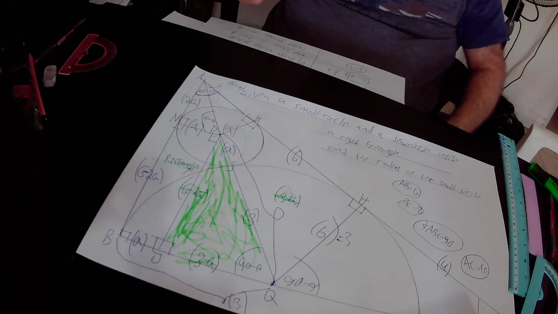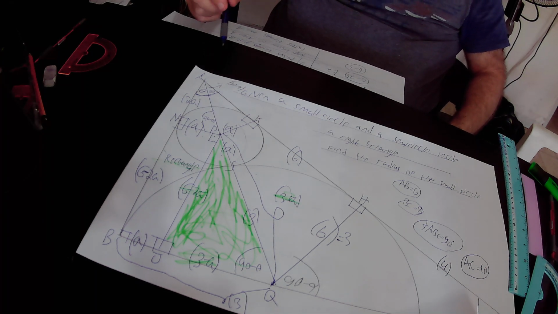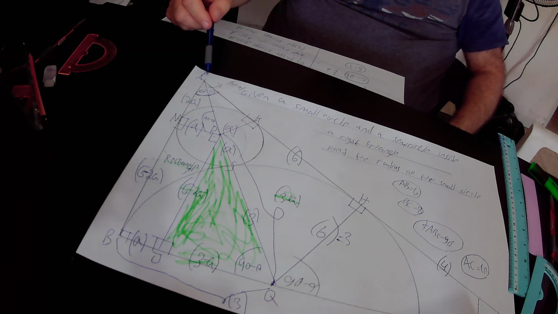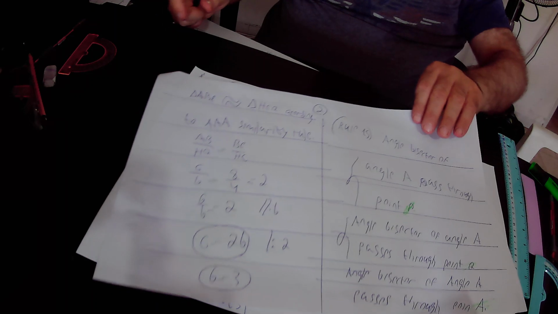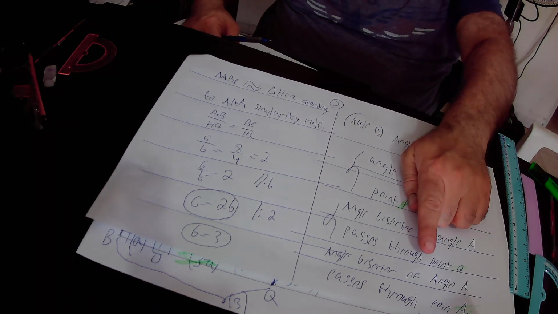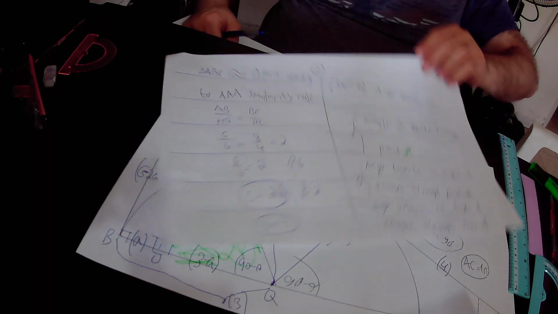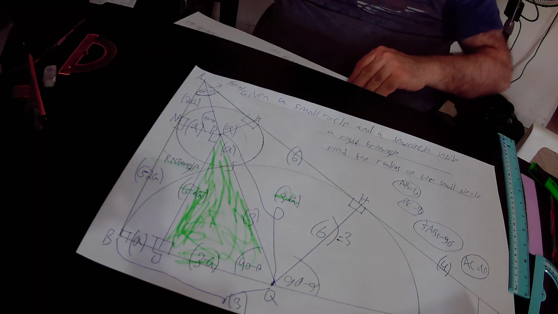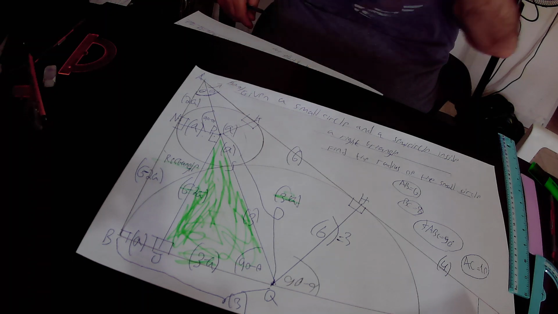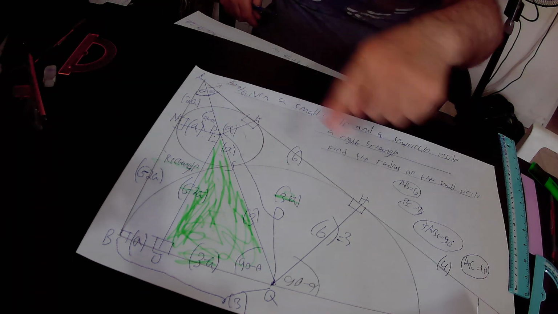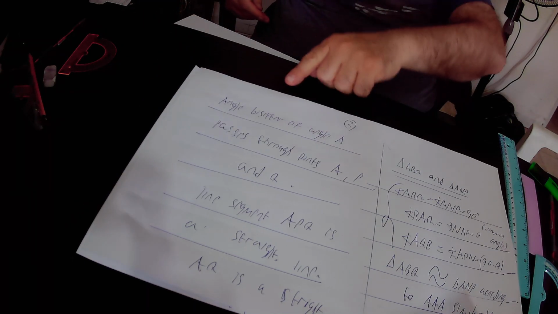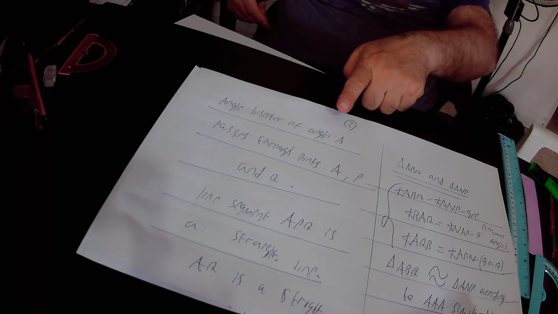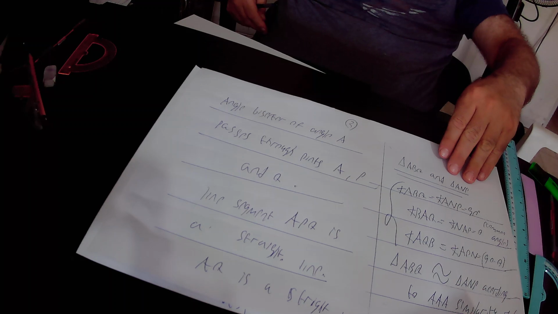In addition, it is very clear and obvious that the angle bisector of this angle A must pass also through point A. Okay, repeat again. The angle bisector of angle A must also pass through point A. So in conclusion, we can say that the angle bisector of this angle A must pass through points A, P, and Q. Repeat again. The angle bisector of angle A passes through points A, P, and Q. Okay?